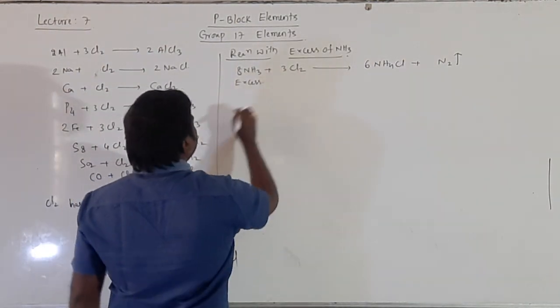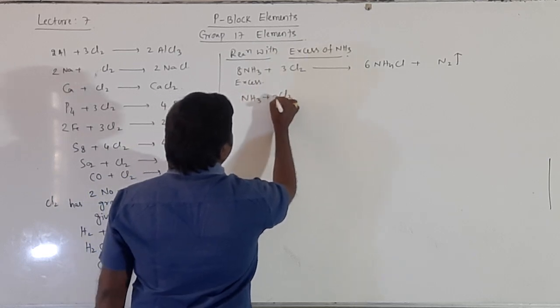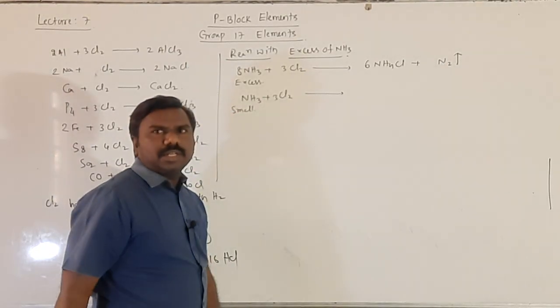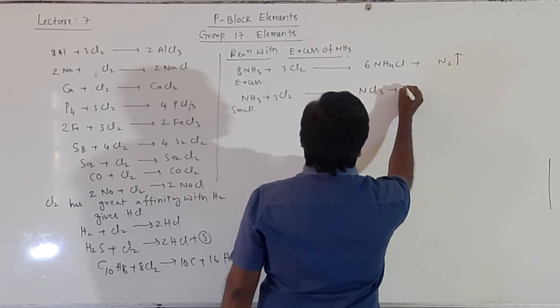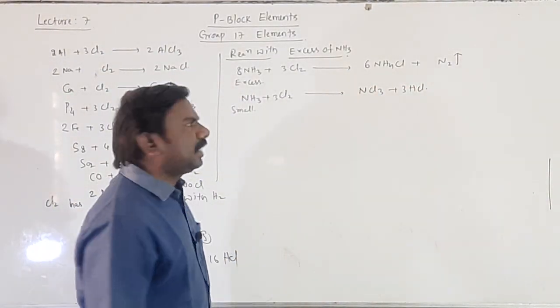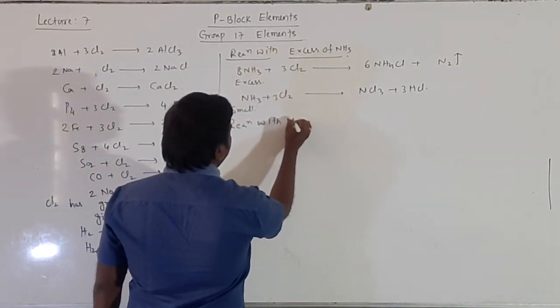Next, NH3 plus 3Cl2. With a small amount of dilute NH3, it gives rise to NCl3 plus 3HCl. These reactions are very, very important. Next, reaction with NaOH.